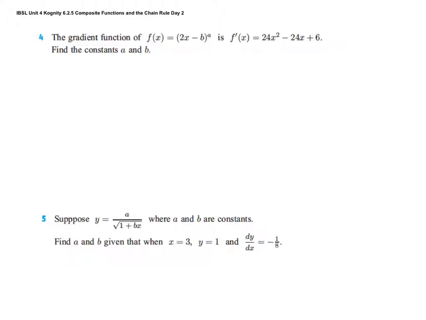For example, 24x squared, the form before the derivative would be 8x to the third power, and 24x will be 12x squared. 6 will be 6x. Do you guys think that's right? Yeah. There's probably a last term though. There might be a last term. Yeah, that's the thing.